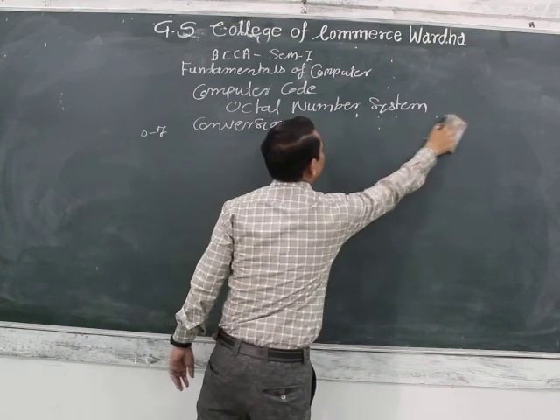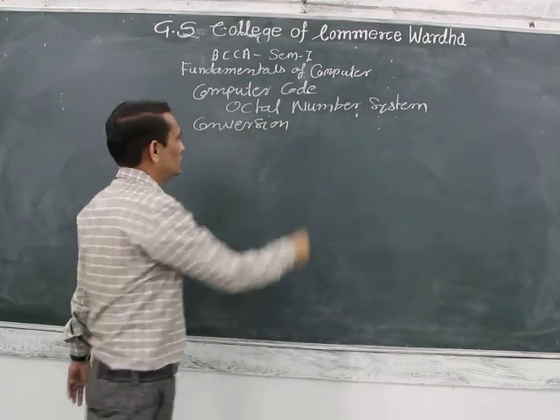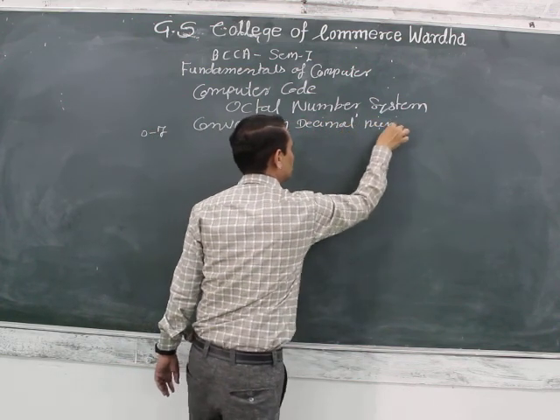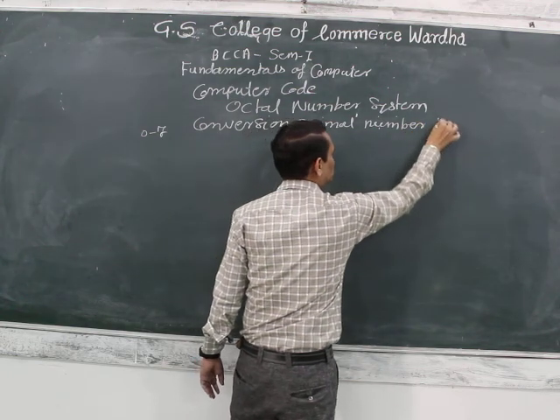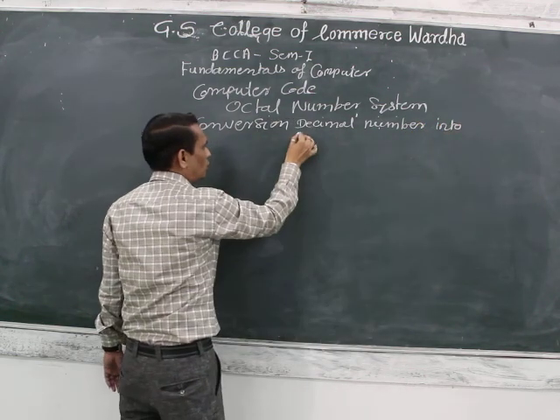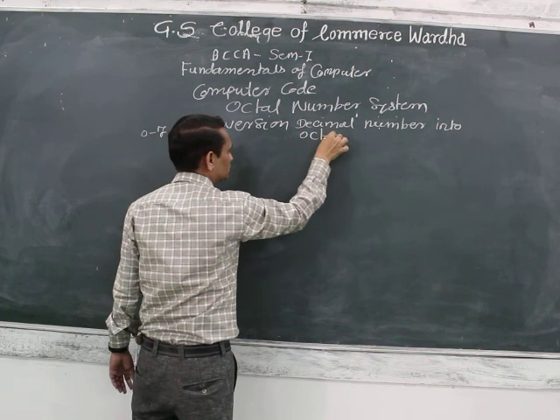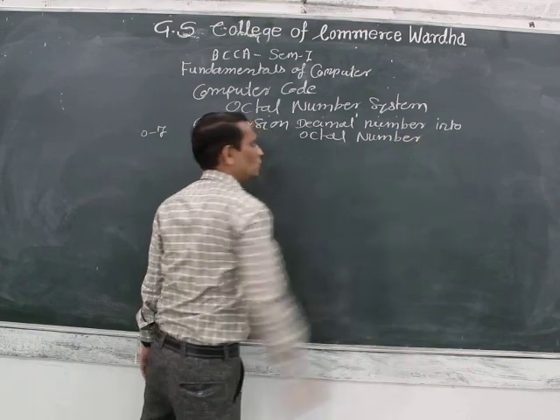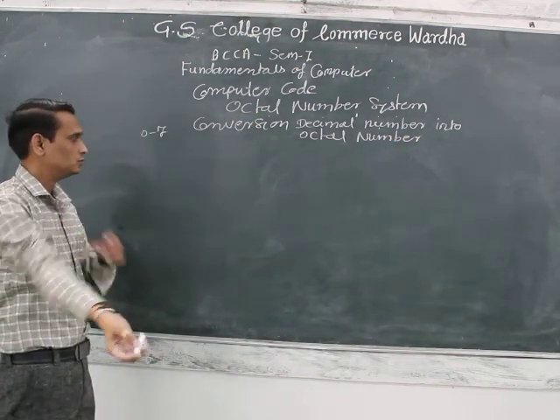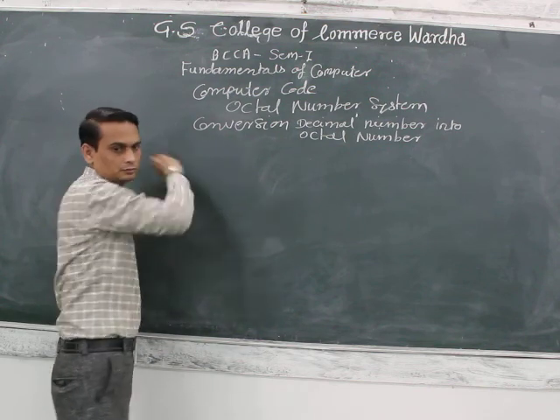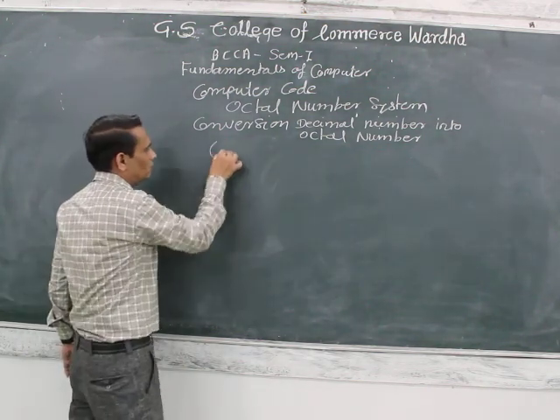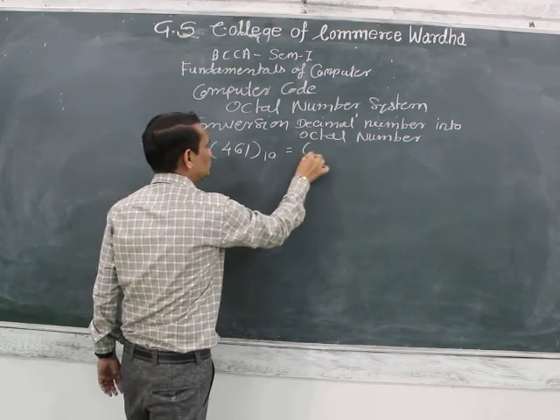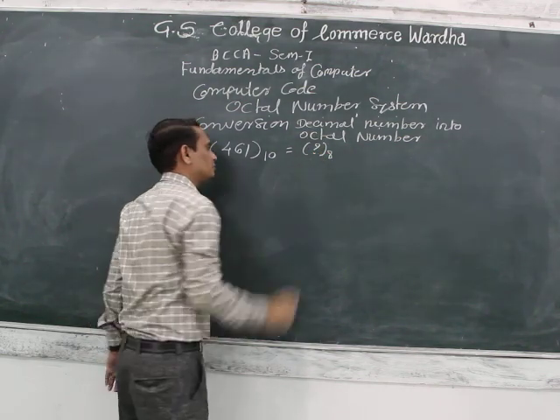So conversion of decimal number into octal number. So for the example, 461 decimal equals to the octal.